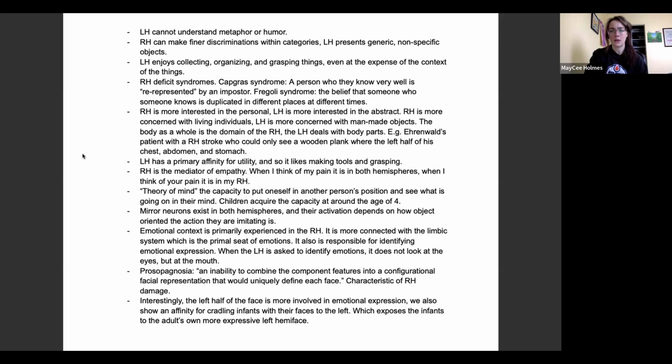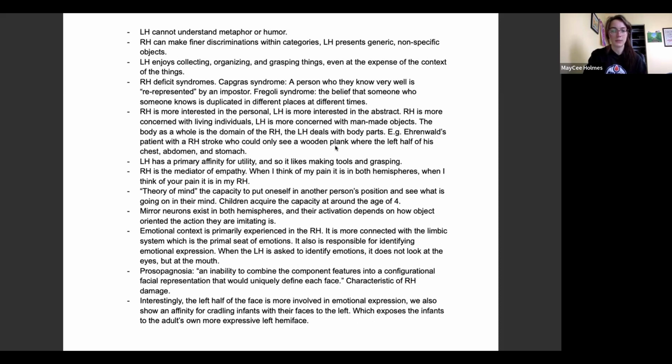Example, Aaron Wald's patient with a right hemisphere stroke who could only see a wooden plank where the left half of his chest, abdomen, and stomach were. Right, so that's talking about the effect where if the left hemisphere just has no understanding of one half of its body, it'll replace it with an inanimate object. The left hemisphere has a primary affinity for utility, and so it likes making tools and grasping.